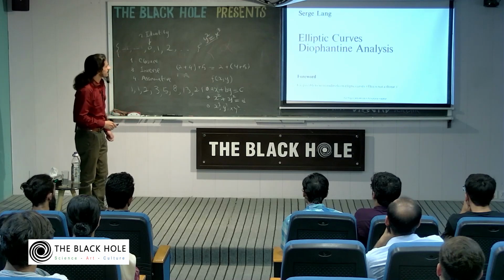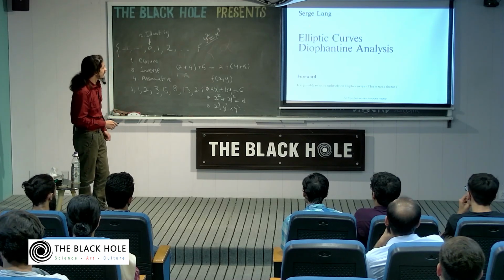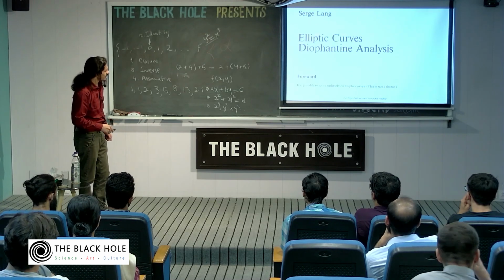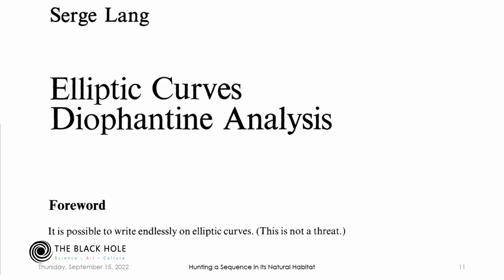This is a reference text on elliptic curves. By the way, I didn't want to mention these references, but just focus on how he starts the foreword. Serge Lang writes, it is possible to write endlessly on elliptic curves. And further he says that this is not a threat, because he himself wrote almost 60 or more books on elliptic curves, and this, Elliptic Curves: Diophantine Analysis, is one of them.